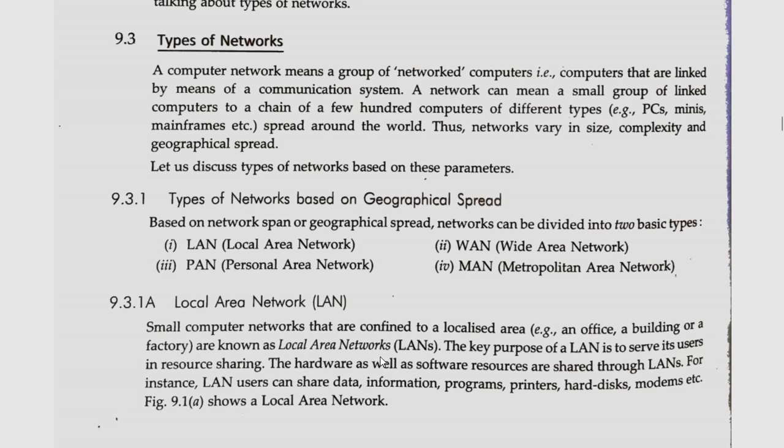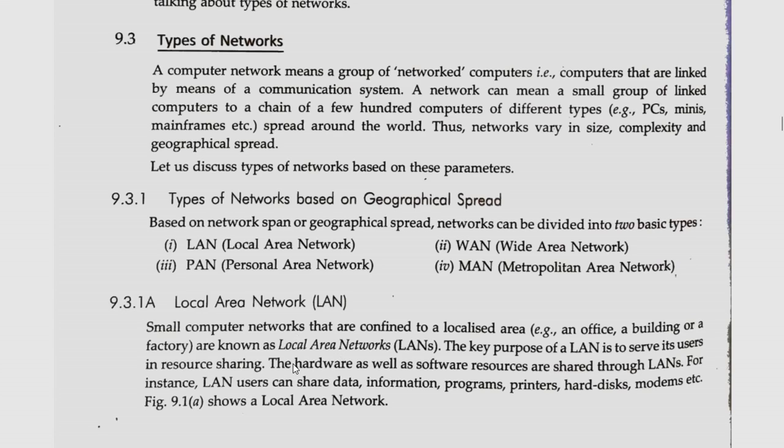Now the hardware and the software resources are shared. How can you share them? Suppose 30 to 50 systems are connected by LAN cables. You can connect all those systems to a particular printer. So that is the hardware. Whatever printout is to be taken is accomplished by a single printer. That is being done with the help of this LAN.